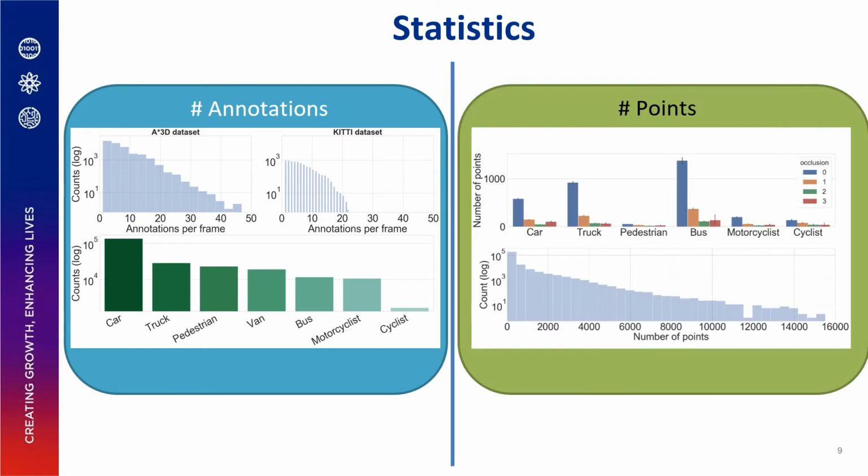Here, we show the number of points in each of these labels. You can see that trucks and buses on average contain more points than other classes because they're bigger in size. And buses and trucks also have a significant number of labels that have a lot of points even when they're under minor or major occlusions.